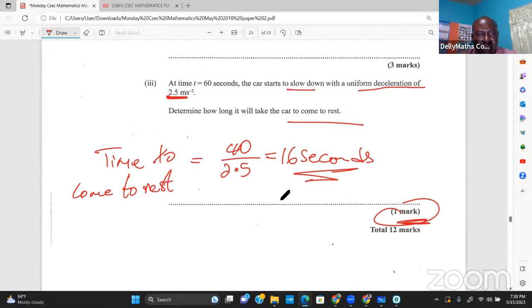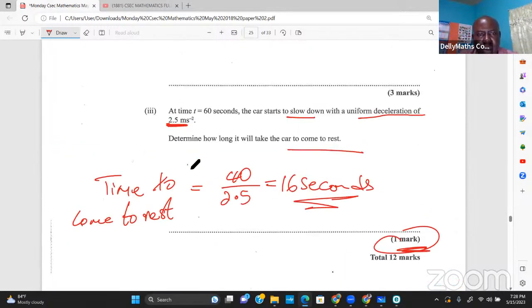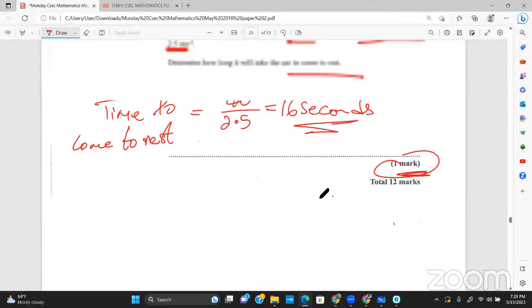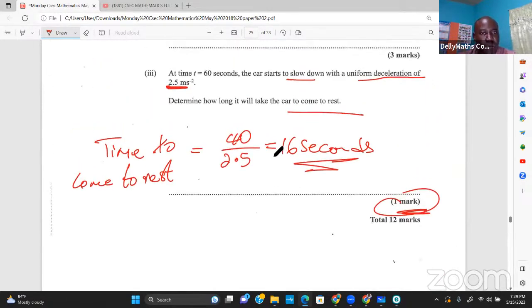Hold on. There are no more questions there. Hold on, let me look. Okay. How long it will take the car to come to rest? 16 seconds. Okay. I thought there was another question. Yes, still number 9. I know, man. What I'm looking for, if there was another question, I was looking to see if we had more questions. Well, we finished. Yeah, it's finished.